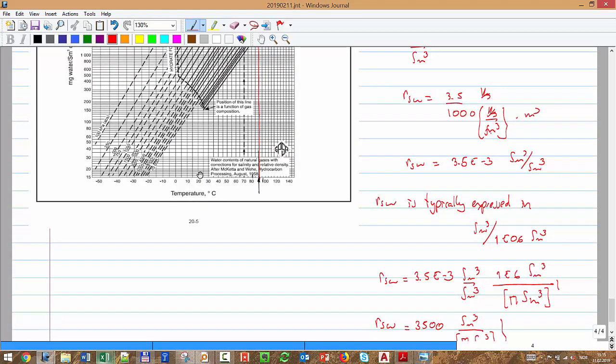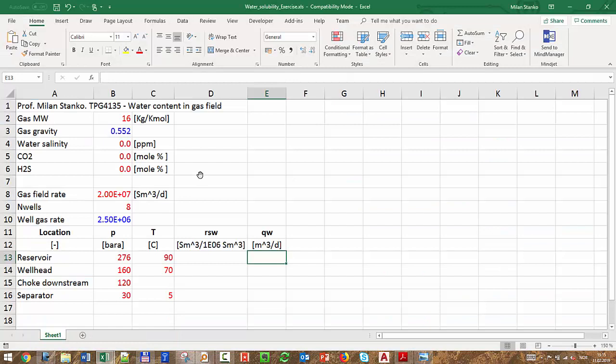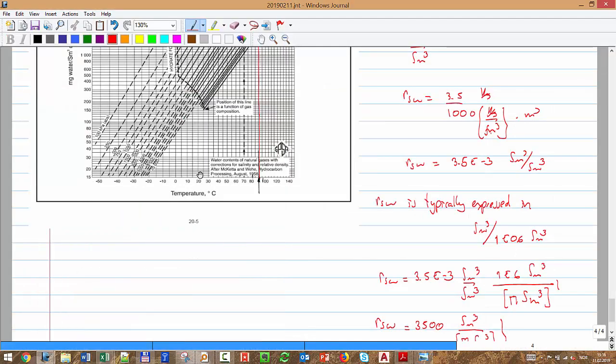Okay, so we write that here, 3,500. That is read from the chart. Amount of water at standard conditions that I'm going to get. Here I have the rate of the field. So I multiply simply that by this ratio, right? That's what I'm measuring here.